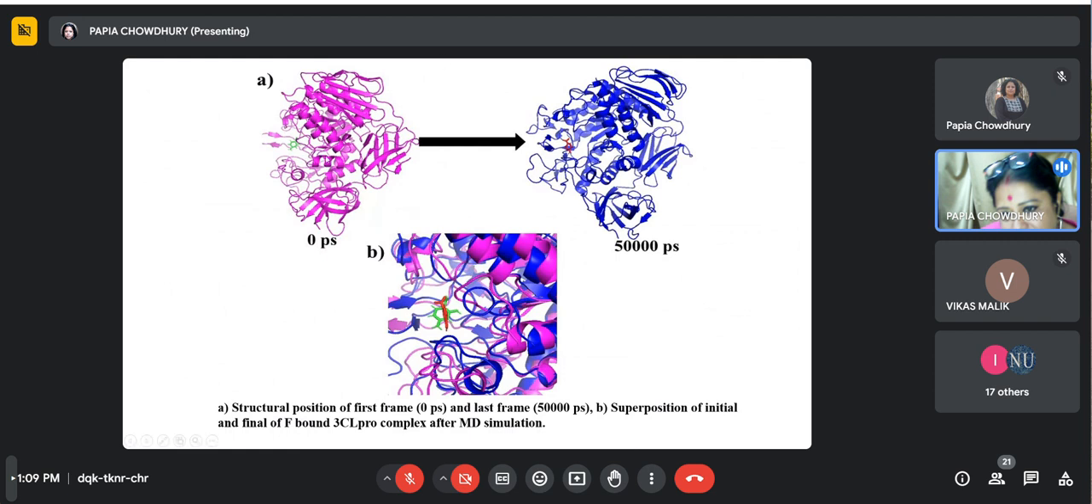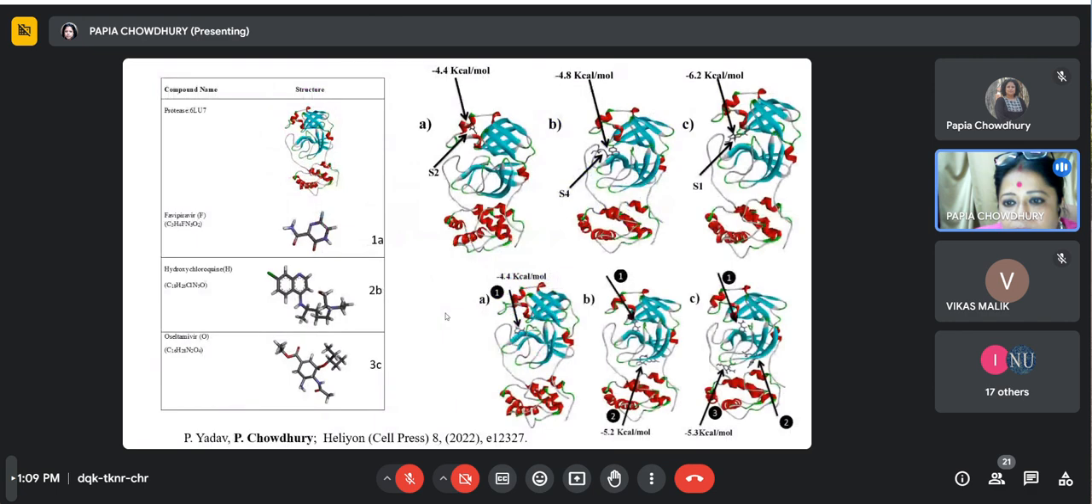So this is another picture. You can see that when I started the calculation at 0 picosecond, this is the position of the drug inside the protein. And now after 50,000 picosecond, when I have done the calculation, the structure of the drug is the same, but it has only been rotated. It didn't come out of the protein or go deeper inside the protein, it has only been rotated. So this type of information, how the dynamics of the system is moving inside the system, you can easily get from the molecular dynamics simulation.